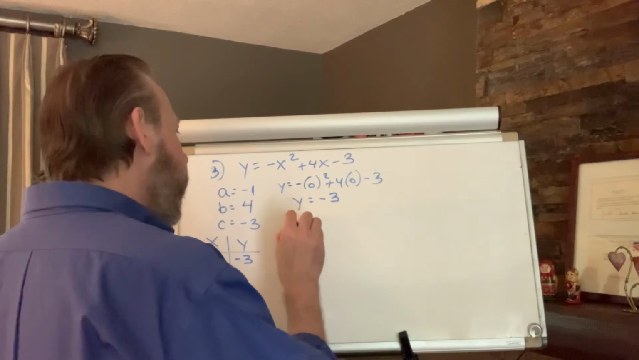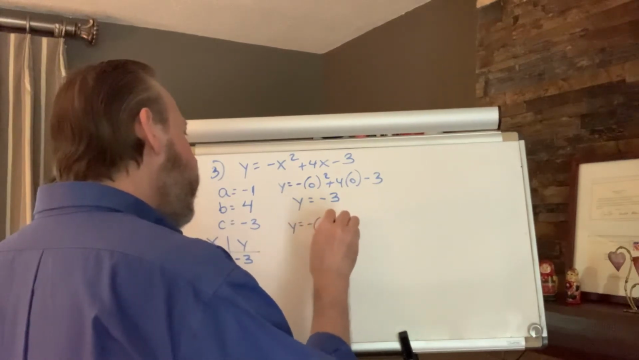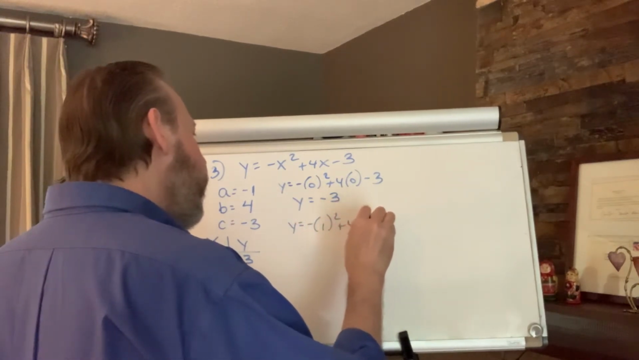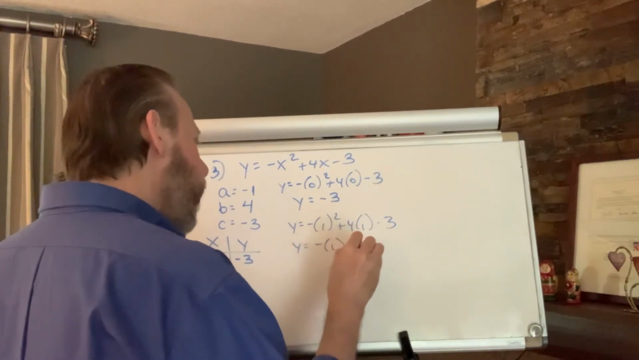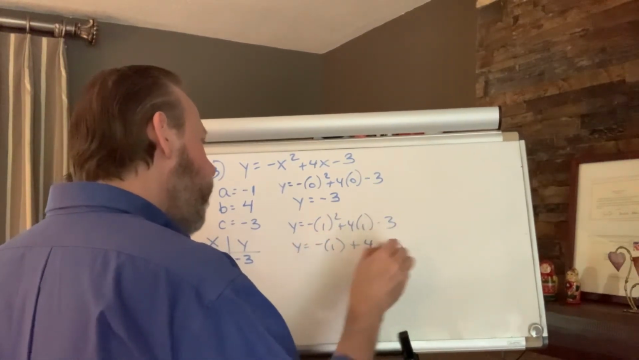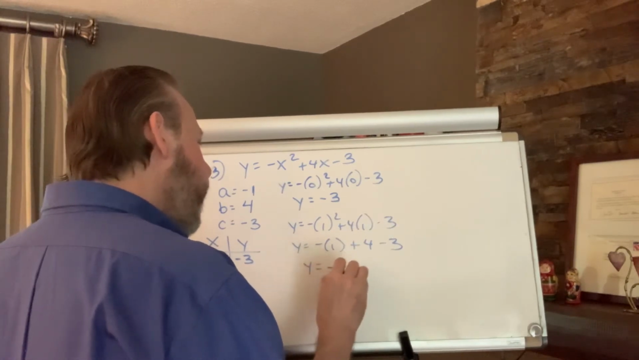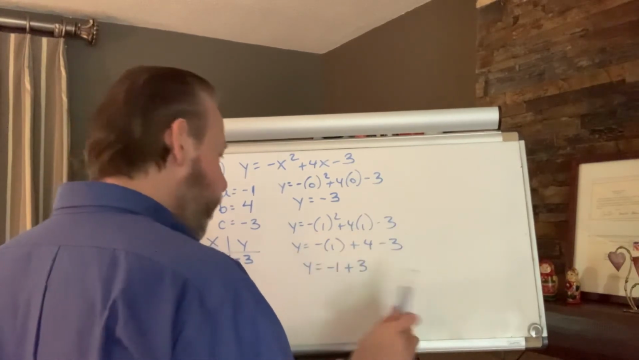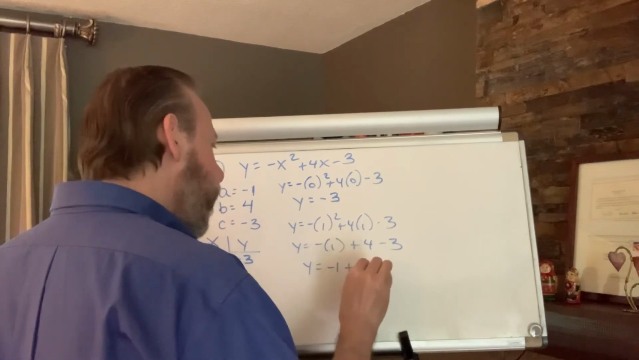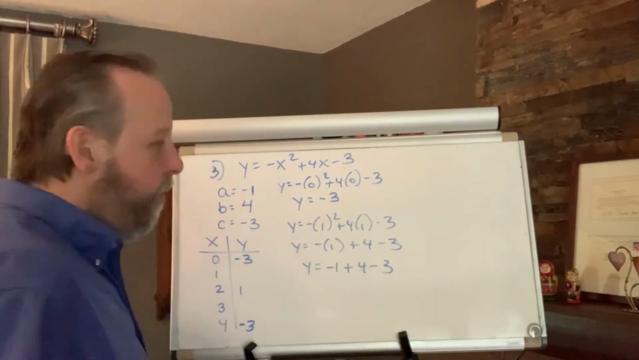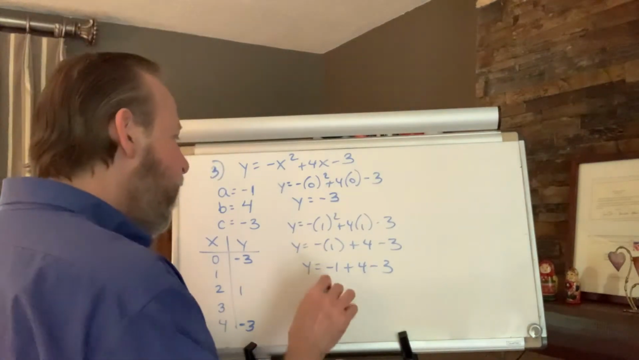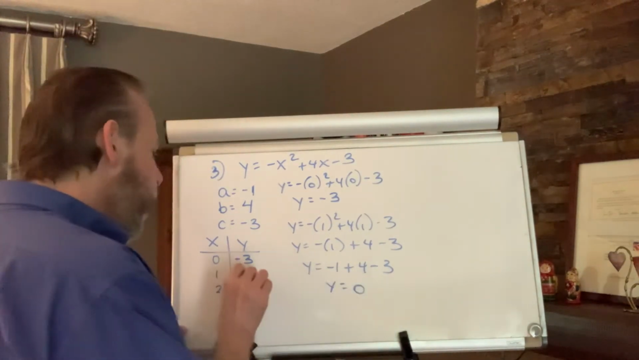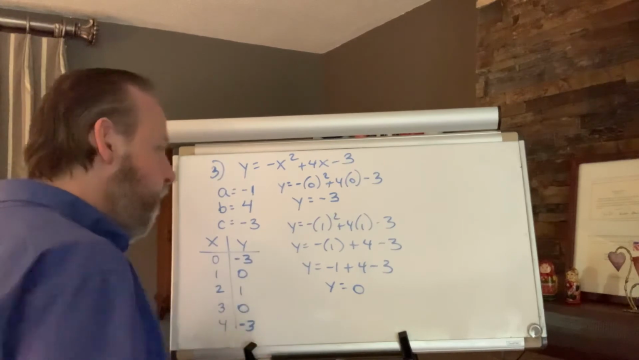Now I'm plugging in a 1. Y equals negative (1 squared) plus 4 times 1 minus 3. Well, 1 squared is still 1. 4 times 1 is 4 minus 3. That's -1 plus 4 minus 3. -1 plus 4 is 3, minus 3 is 0. So these two values are zeros.